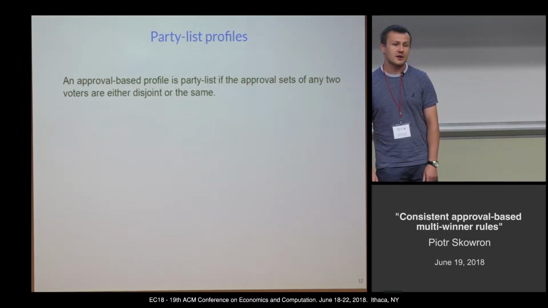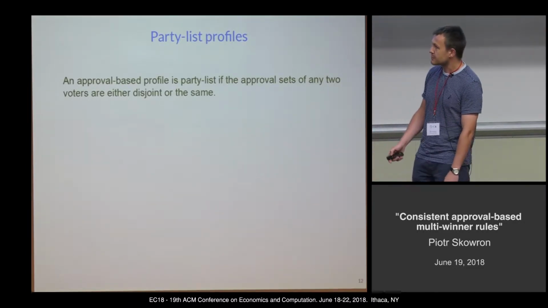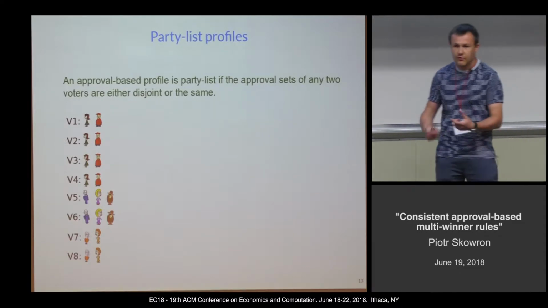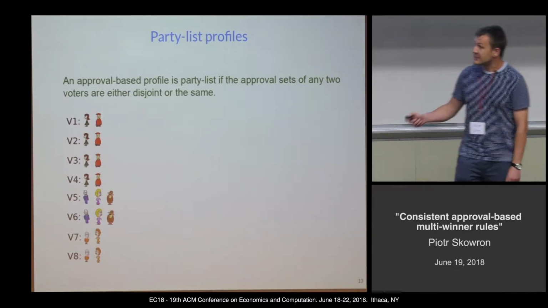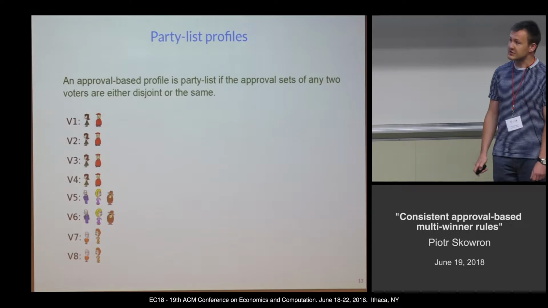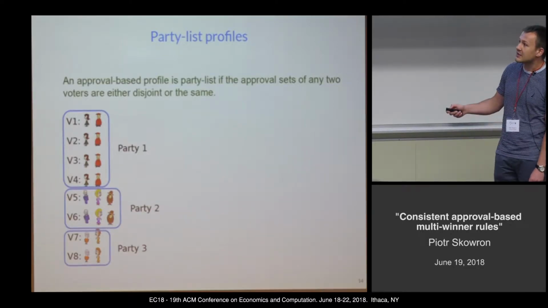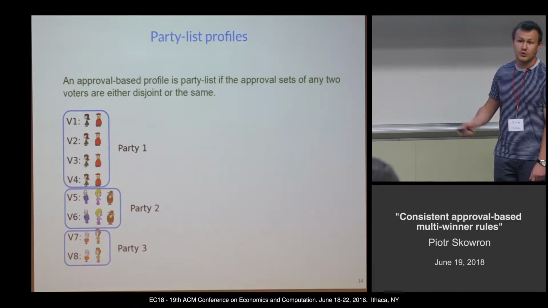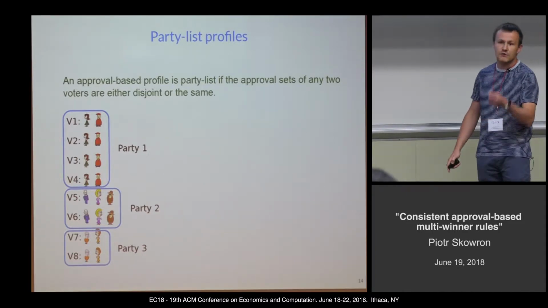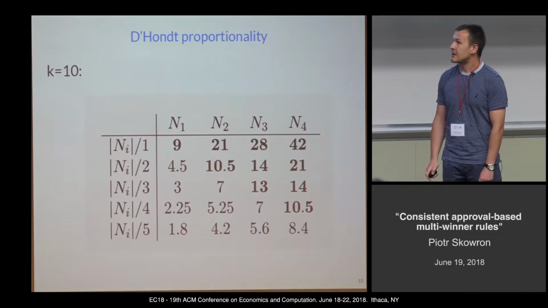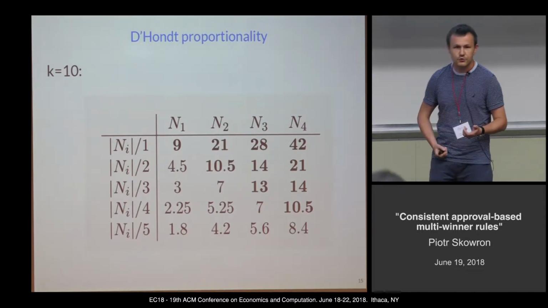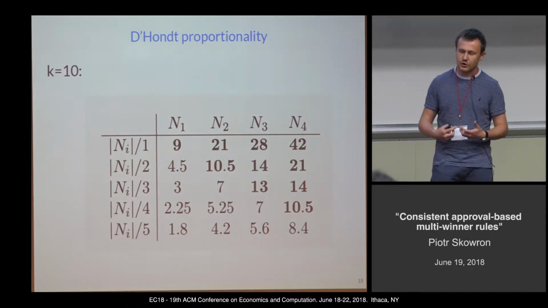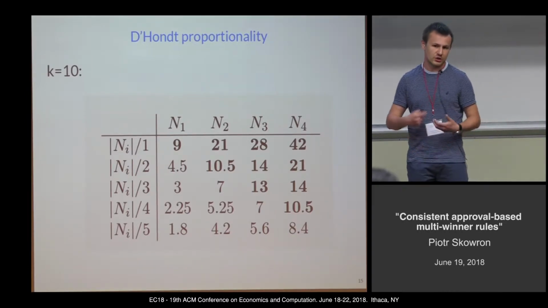We call profiles in this subdomain party list profiles. A party list profile is a profile where the approval sets of any 2 voters are either disjoint or the same. So for instance, this is an example of a party list profile. And indeed, for this profile, we can group the voters and candidates into so-called parties, where each group of voters votes only for a single party. And having this simple setting of party list profiles allows us to reuse the whole knowledge about proportionality from the literature on apportionment.